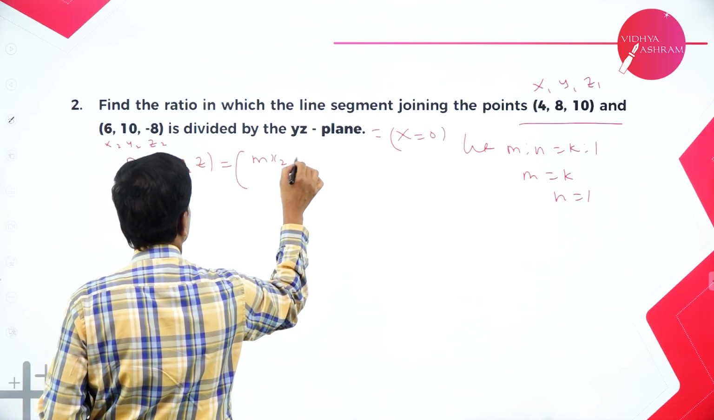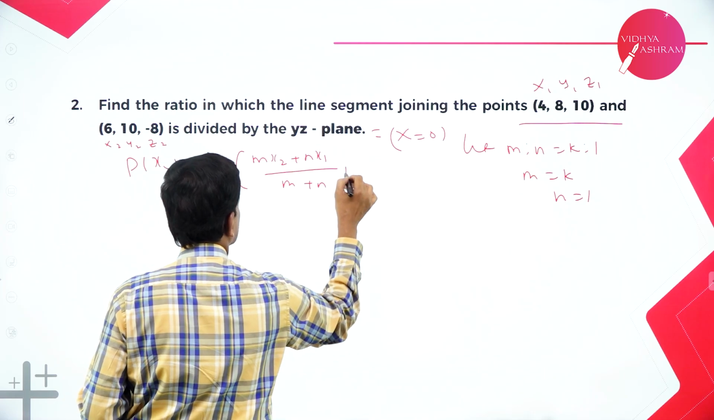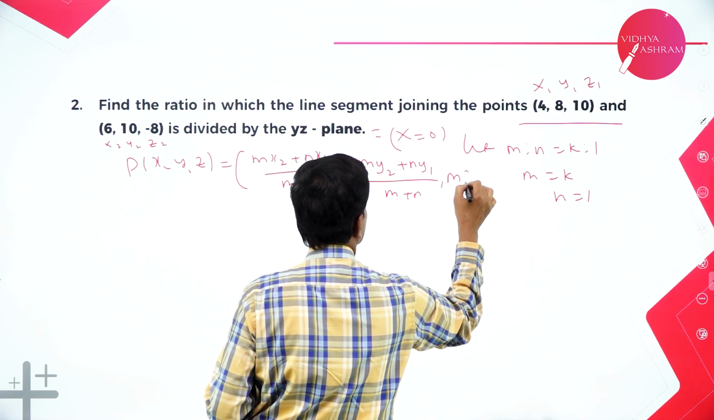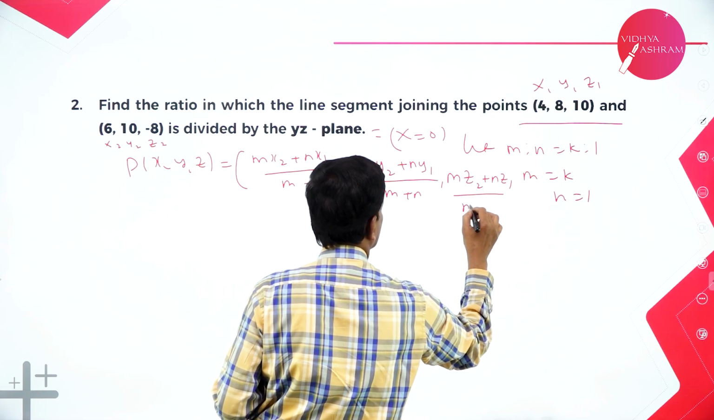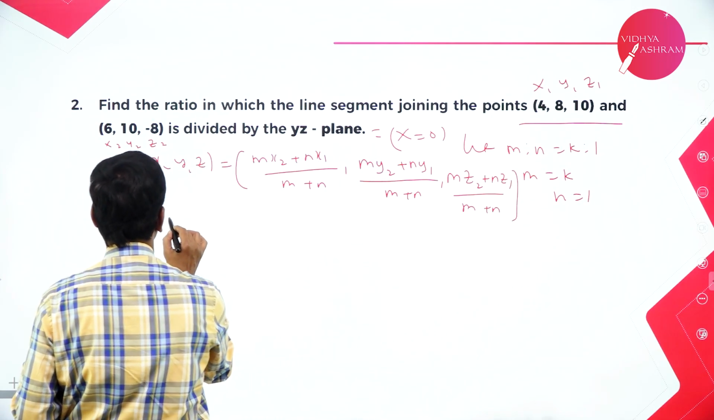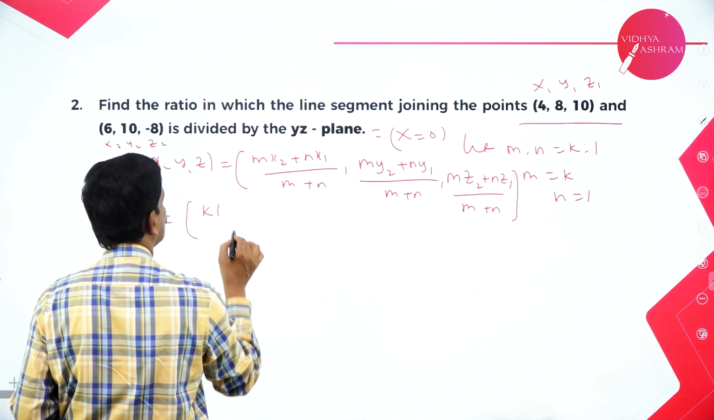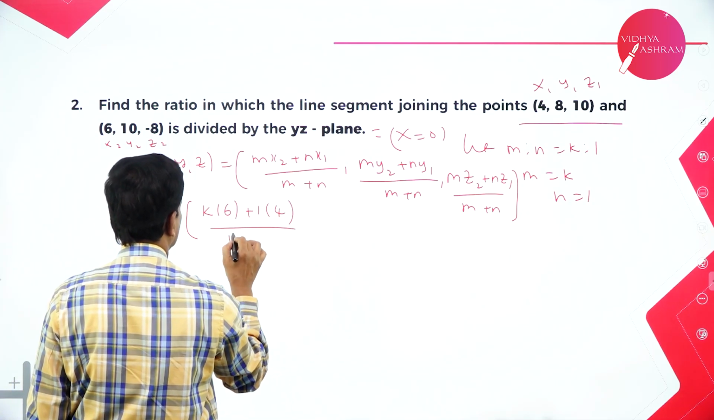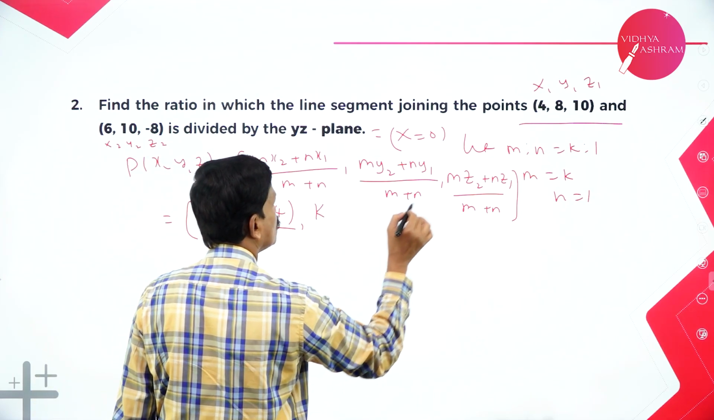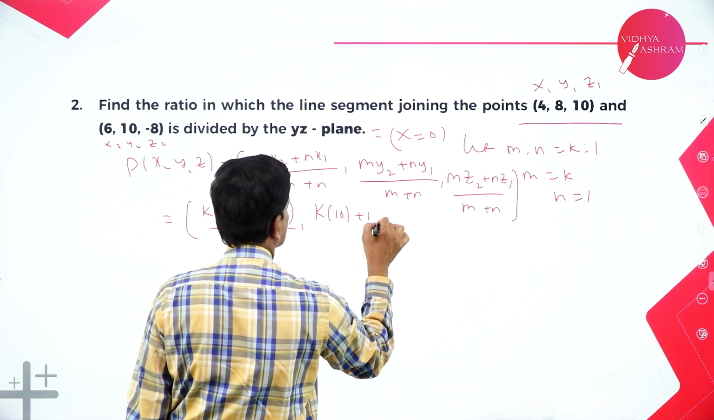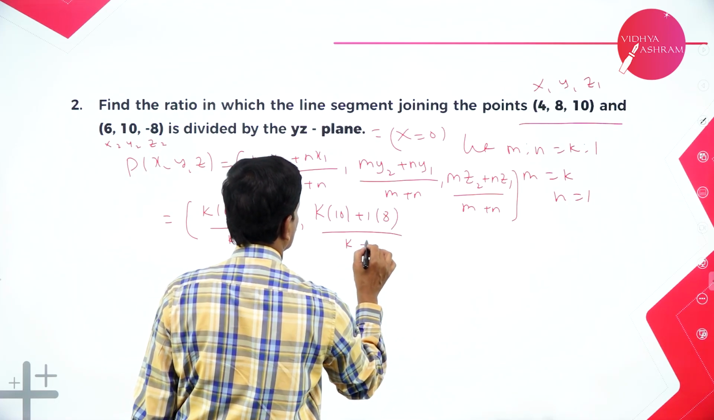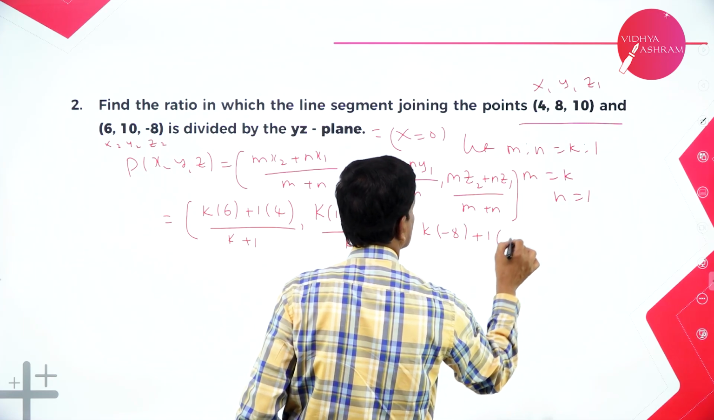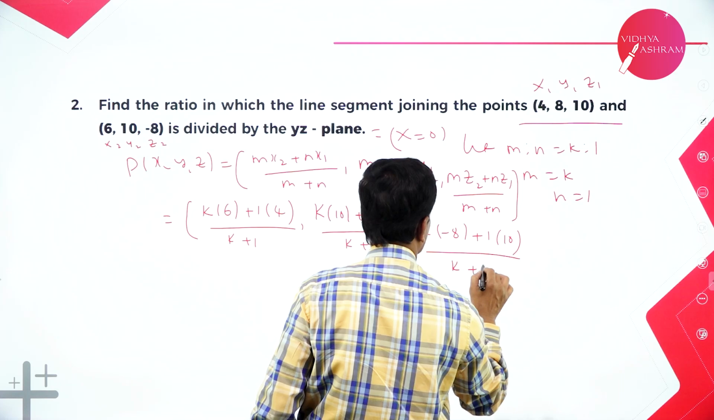What is the formula? (mx2 + nx1)/(m + n), comma, (my2 + ny1)/(m + n), comma, (mz2 + nz1)/(m + n). So here, m is k into x2, which is 6, plus n is 1 into x1, which is 4, divided by k plus 1, comma, m is k into y2, which is 10, plus n is 1 into y1, which is 8, divided by k plus 1, comma, m is k into z2, which is -8, plus n is 1 into z1, which is 10, divided by k plus 1.